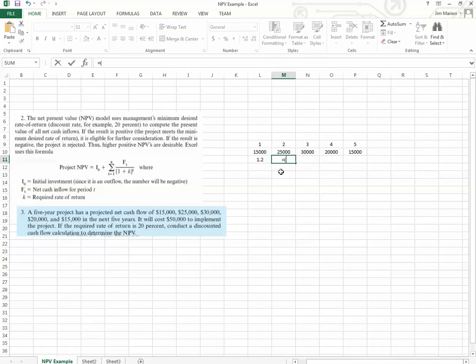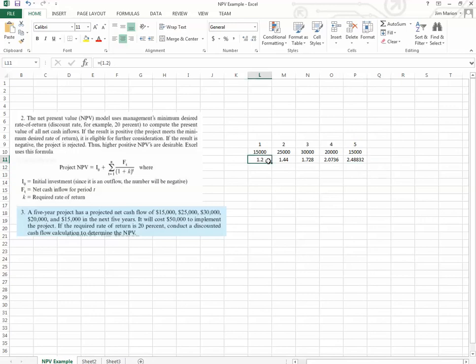The next one is equals 1.2. This is raised to the second power because it's the second period. You see T in the formula, and T equals 2 in period 2. So 1.2 squared. Okay, the next one is equal 1.2 raised to the third power. That's 1.2 cubed. The next one is equal to 1.2 raised to the fourth power. And here you have equals 1.2 to the fifth power. All right.